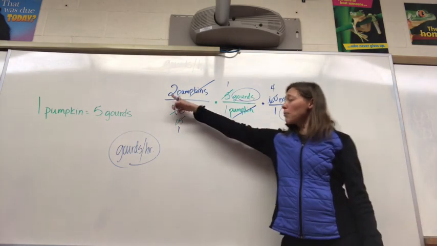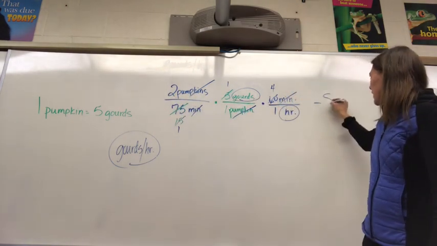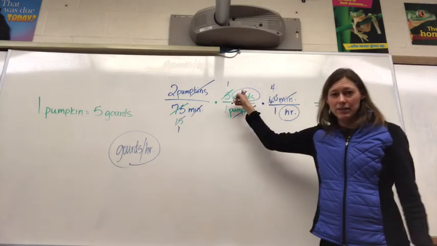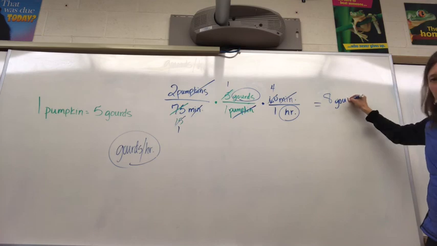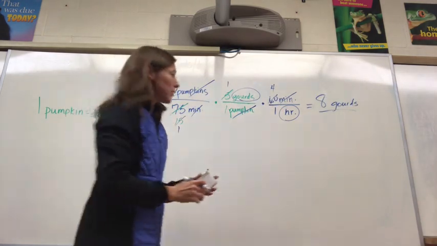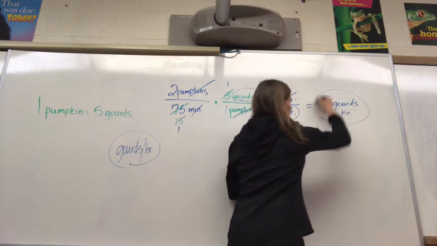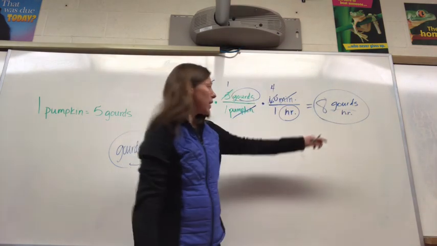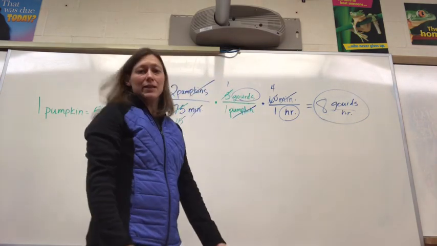So now I can just multiply straight across. 2 times 1 times 4 is 8. And the label would be gourds. So 8 gourds. And we have all 1s. So this would be 8 gourds per hour. So that means that I could prepare 8 gourds every hour. Isn't that interesting to know?